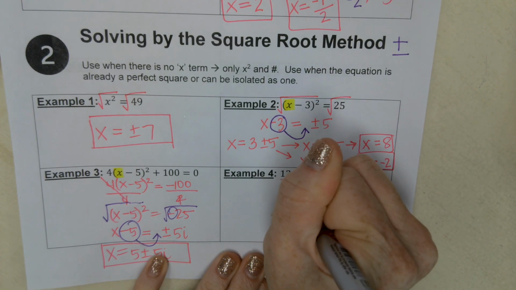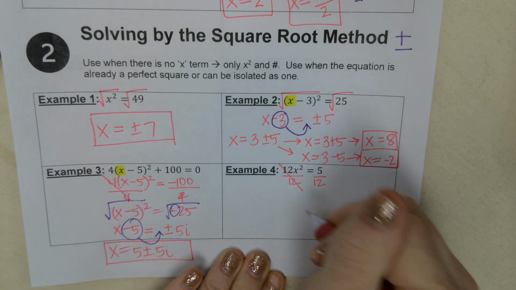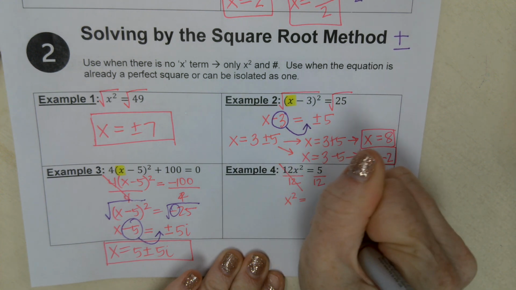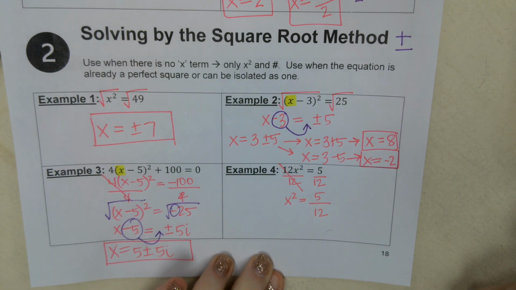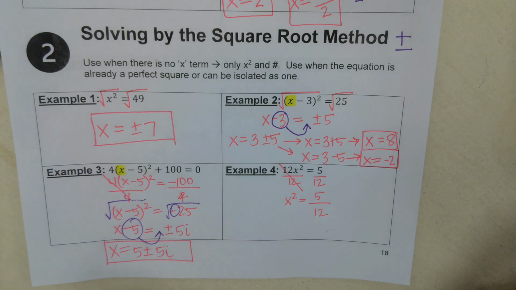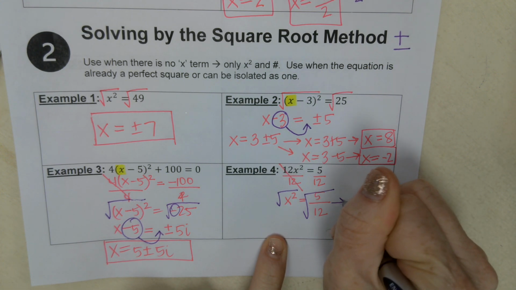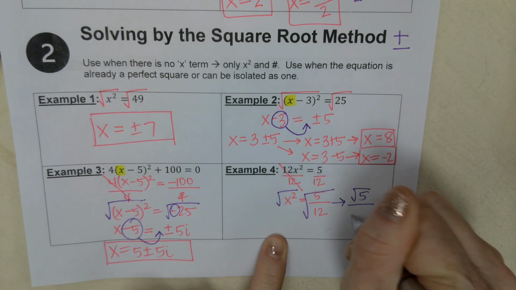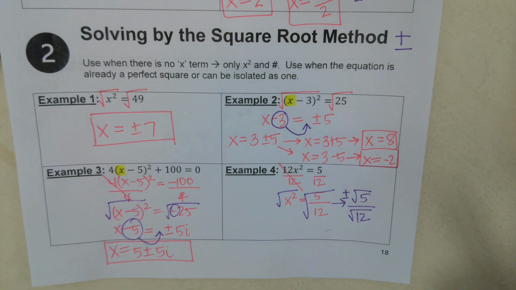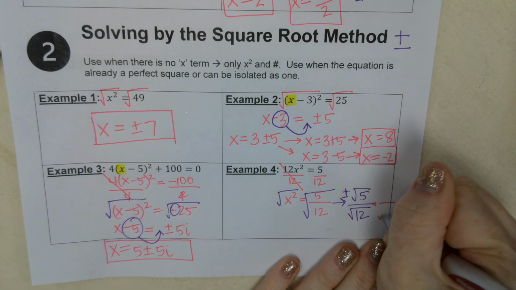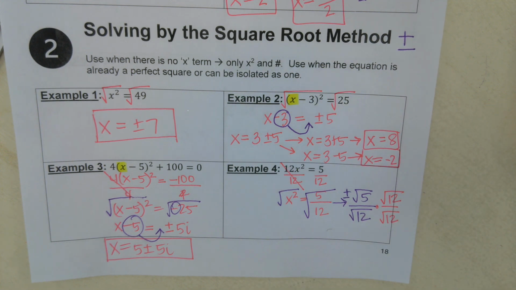Next, I'm trying to isolate the x. I'm going to start by dividing by 12. That gives me x squared equals 5/12. So how am I going to get x by itself? Take the square root. Okay. Square root of 5 over square root of 12. Don't forget our plus or minus out in front. We don't like that radical in the denominator. So we're going to rationalize.